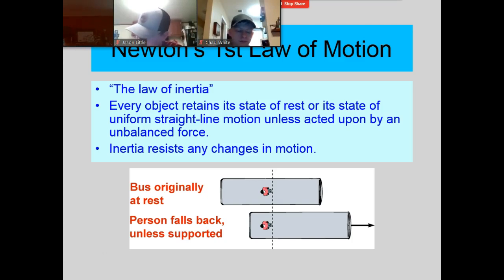I don't know if you've ever been on a bus or possibly the trains in the airport in Atlanta or any of things like that, and you're standing there just tooling along, not paying attention, and suddenly the bus takes off. What do you do? You fall back. Well, you're not really falling back. You're trying to maintain your state of motion. The bus is moving out from under you. It's not that you're falling backwards. It's the bus is moving forward. Okay? That is basically what inertia is. You're trying to maintain your state of motion.